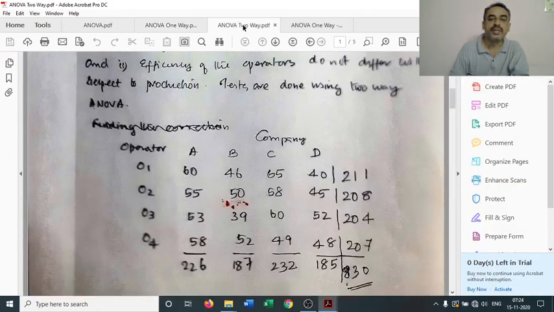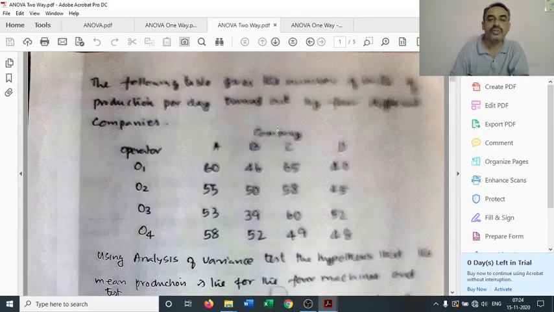Next we consider a case of two-way ANOVA. The following table gives the number of units of production per day turned out by 4 different companies. Here the right corner of this PDF file is not clear, so I can read the values from the handwritten page. Operators are given as O1, O2, O3, O4, and their company names are A, B, C, D, and the values are 60, 46, etc. For the last row it is 58, 52, 49, and 48.